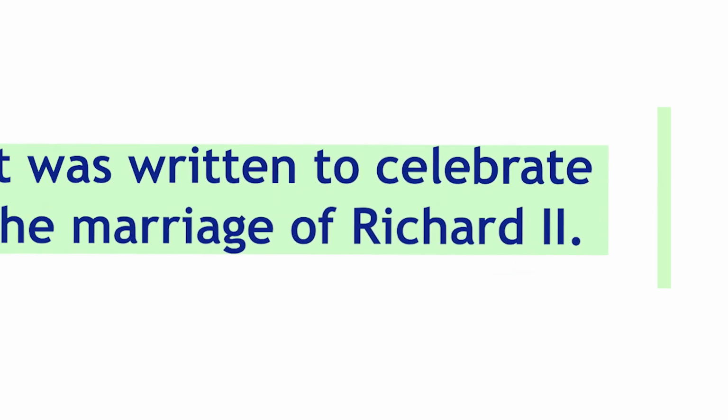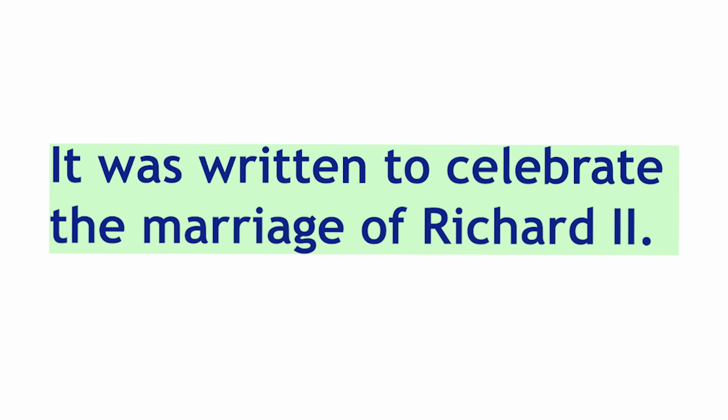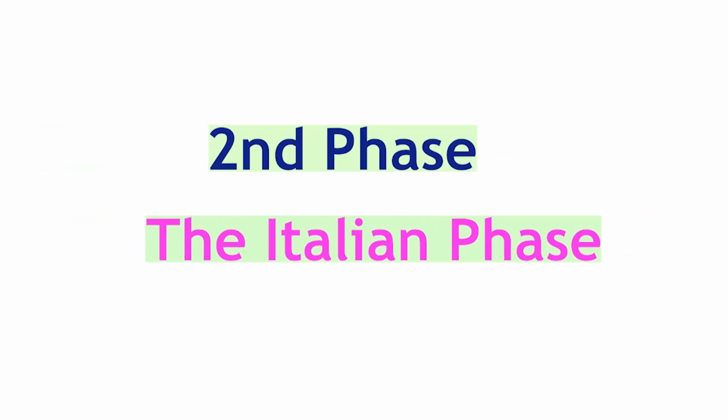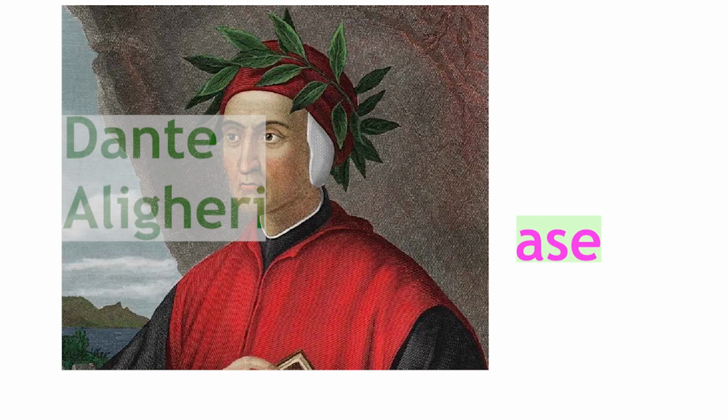At this point, we must remember that it was written to celebrate the marriage of Richard II. The second phase is called the Italian phase. Why is it called the Italian phase? Because in the second phase of his writing, he turned to Italian literature for his inspiration, particularly to the works of Dante, Petrarch, and Boccaccio.